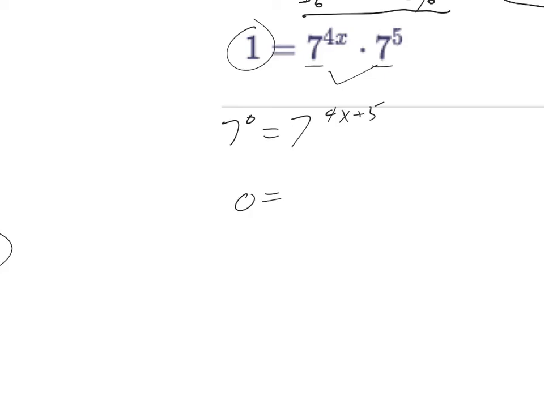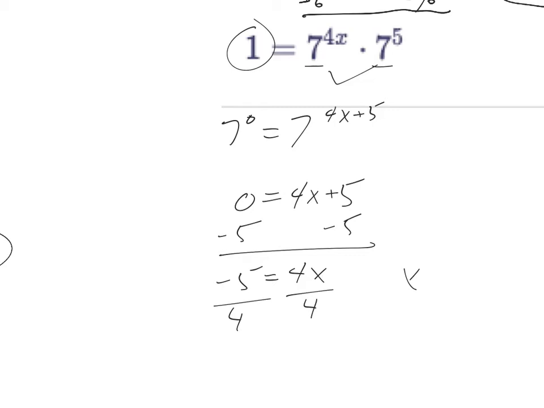Set the exponents equal to each other. 4x plus 5 equals 0. Subtract the 5. Negative 5 equals 4x. Divide by 4 on both sides. So x equals negative 5/4. Okay, so pretty involved there, but again, it's all a process that you can work through consistently.